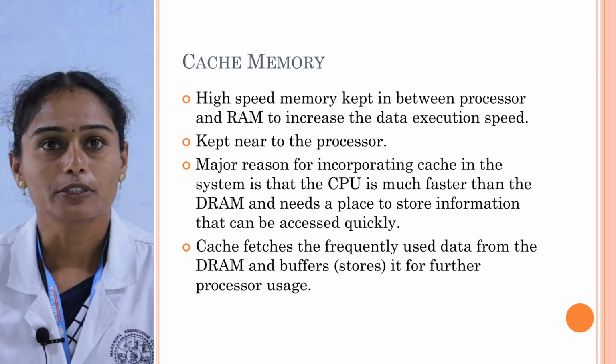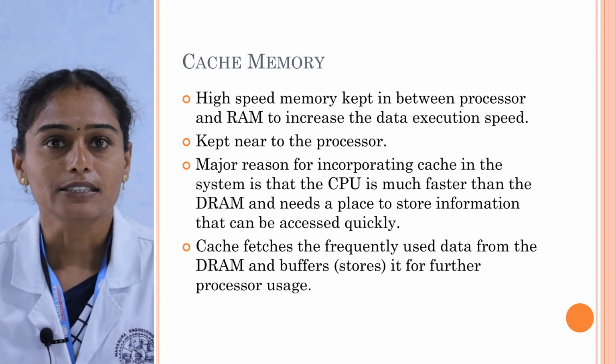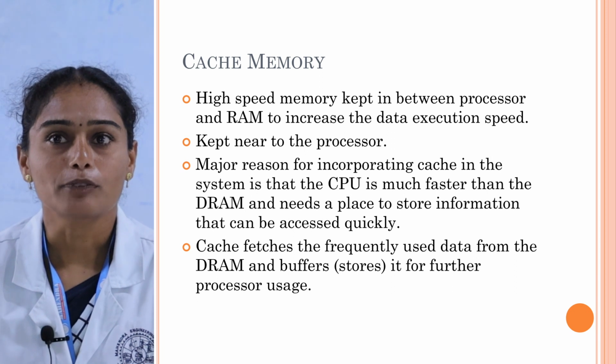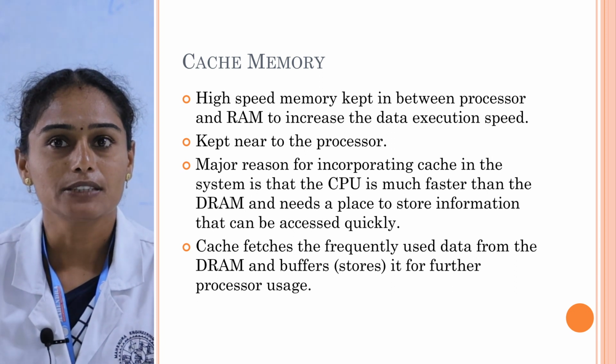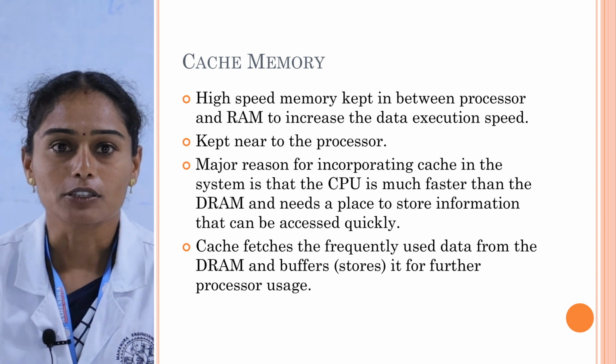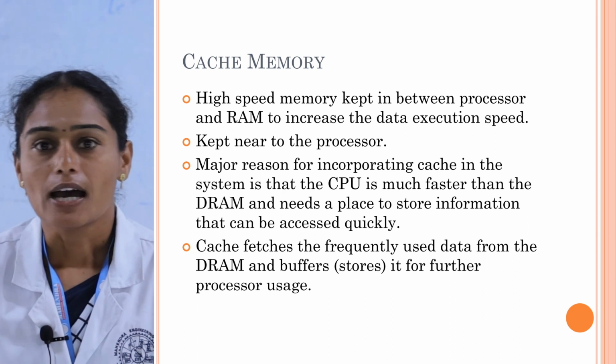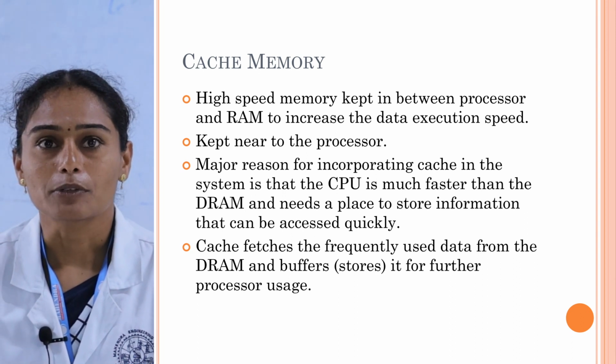We are going to see about the cache memory. Cache memory is a temporary, high speed memory kept in between the processor and RAM to increase the data execution speed, and it is kept near to the processor. Cache fetches the frequently used data from the DRAM and stores it for further processing.